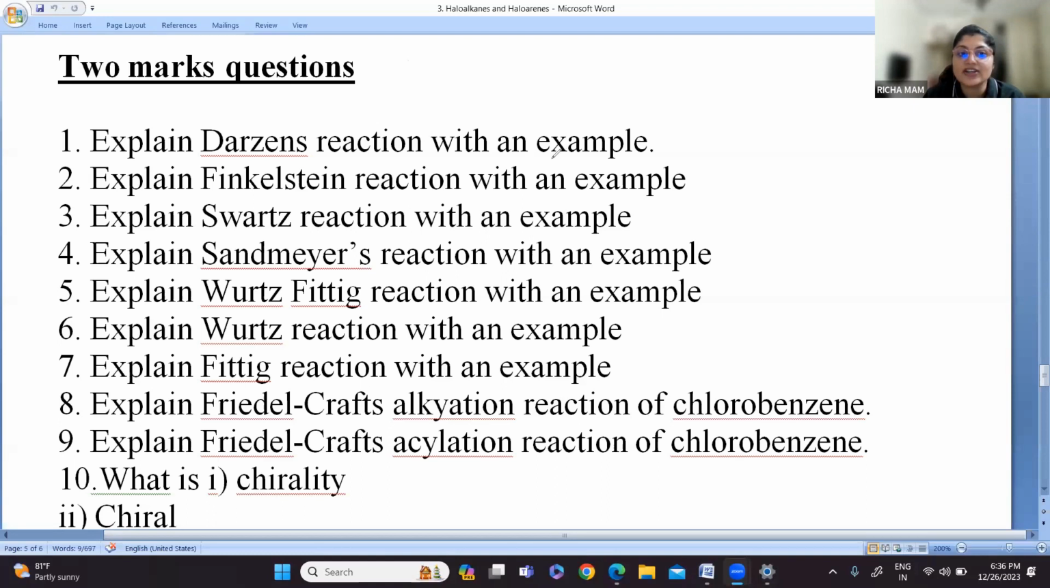So what is Finkelstein reaction? Finkelstein reactions are the best reactions for preparing iodoalkanes. So iodoalkanes can be prepared. How can they be prepared? They can be prepared by reacting alkyl chlorides or alkyl bromides with sodium iodide in the presence of dry acetone. In the presence of dry acetone, you get iodoalkane.